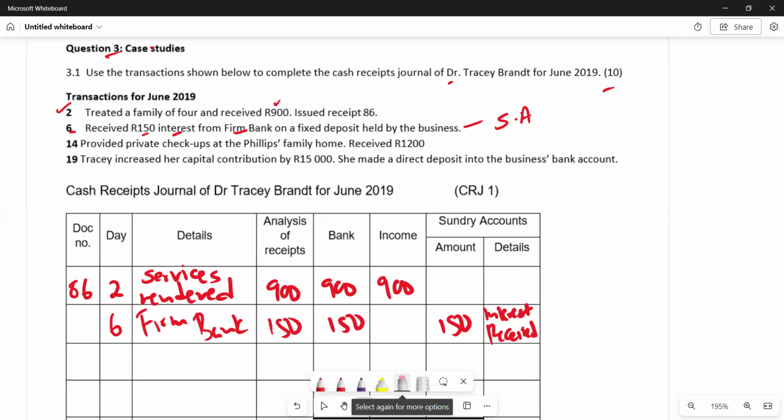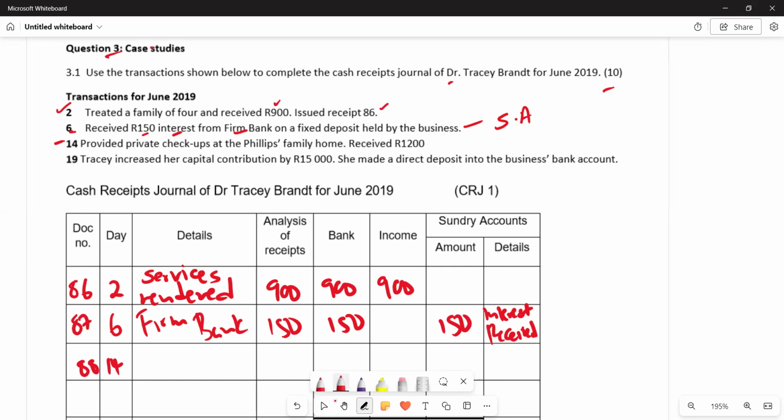So we go to the next one, to see what we have. If you go to the next transaction, it's on the 14th. Obviously, for our receipts, we have 86 as the first receipt number. Then we can regard the next one to be 87, and this one we can say is 88. And then we are saying now all the details.